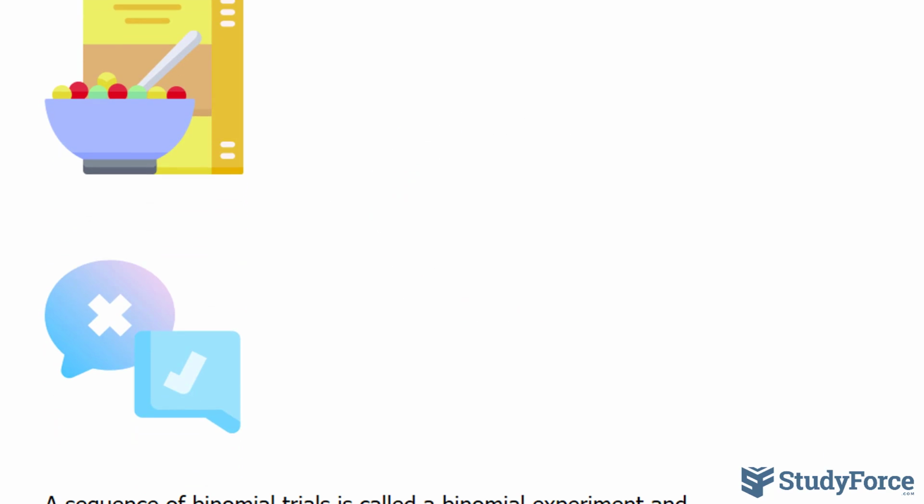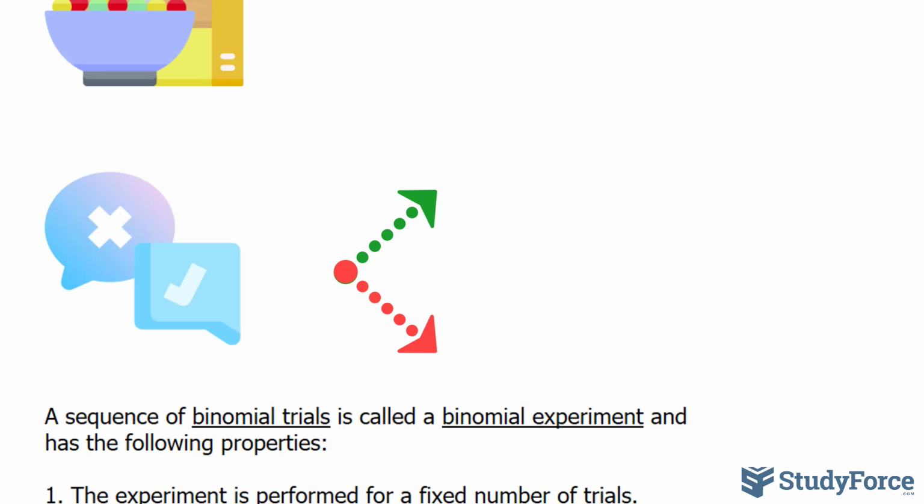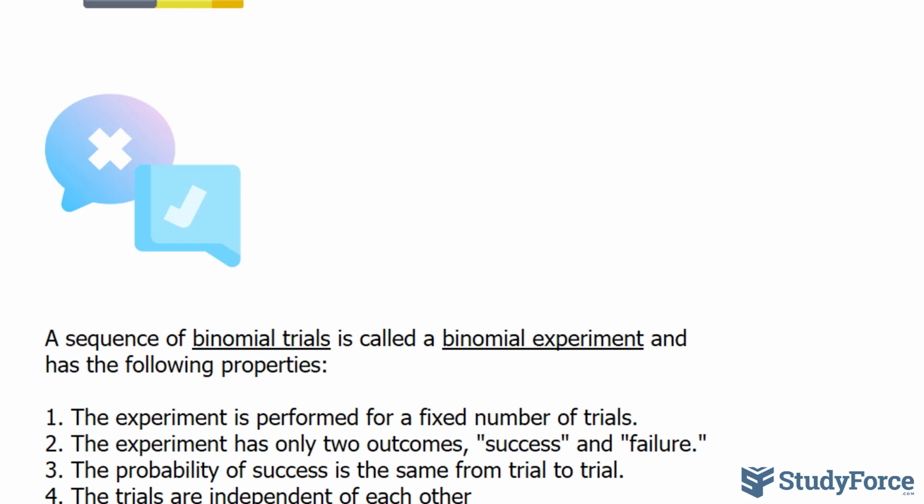And lastly, another example is when you guess at a multiple choice question. Guessing correctly is considered a success, whereas guessing incorrectly is a failure. Like any experiment, binomial experiments are made up of multiple trials, referred to as binomial trials. These experiments have the following properties.